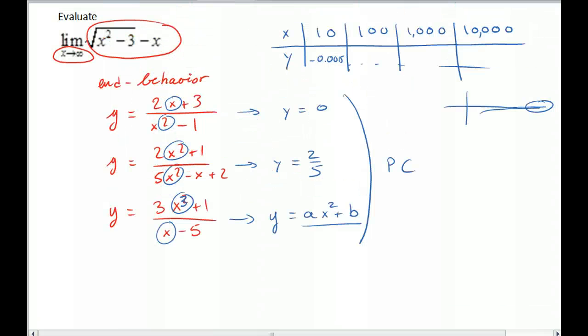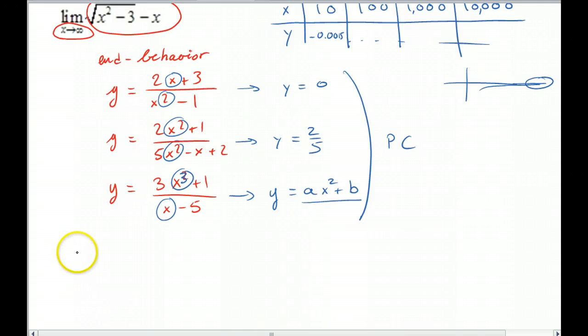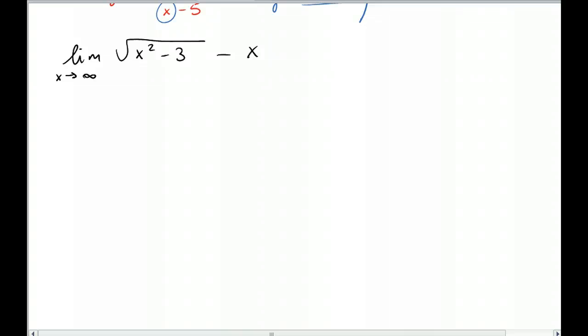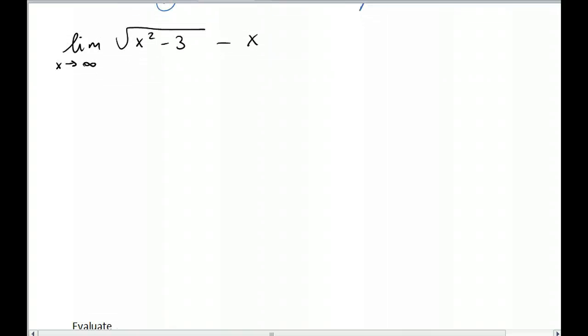This is the limit. Sorry, here we go. I want to study then the limit as x approaches infinity of the square root of x squared minus 3x minus x. So as I said, let's try to plug in. Okay, it's not really plug in, but we'll understand what's going on here.